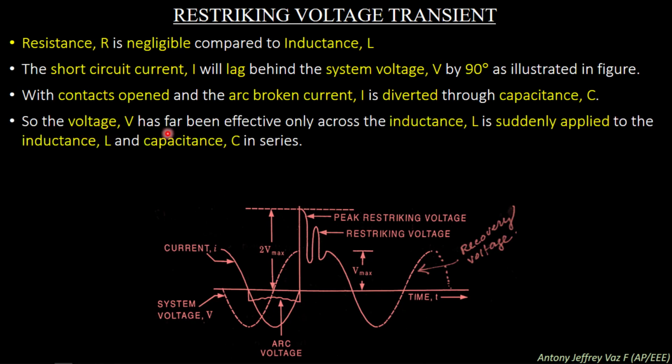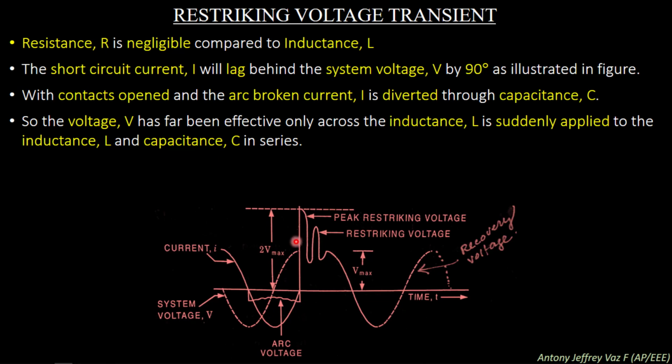So the voltage V, which has been effective only across the inductance L, is suddenly applied to the inductance L and capacitance C in series. We know from the previous figure that resistance and inductance are limiting the short circuit current. Since the circuit breaker has opened the short circuit fault, the maximum voltage of 2V max will be applied across the circuit breaker contacts, and this high value of voltage creates a transient response because the voltages and the currents are diverted into the inductance L and into the capacitance C, which are connected in series.